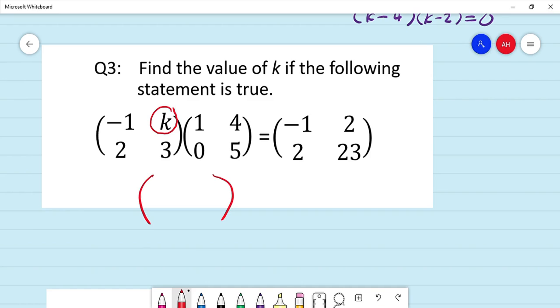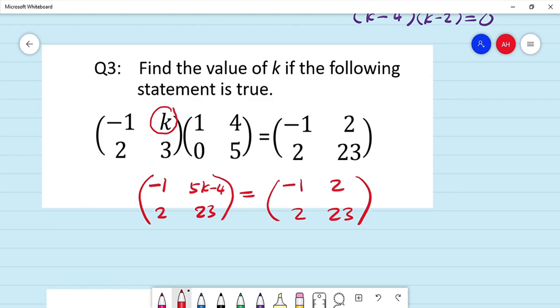Negative 1 times 1, and then the other one is 0, so we have negative 1 over here. Over here, negative 4 and 5k, so we have 5k minus 4 over there. This one is 2 plus 0, so we have 2. 8 plus 15, we have 23. This is equal to, given on the right, negative 1, 2, 2 over here, also 23. Now let's compare these two matrices on the left and on the right hand side.